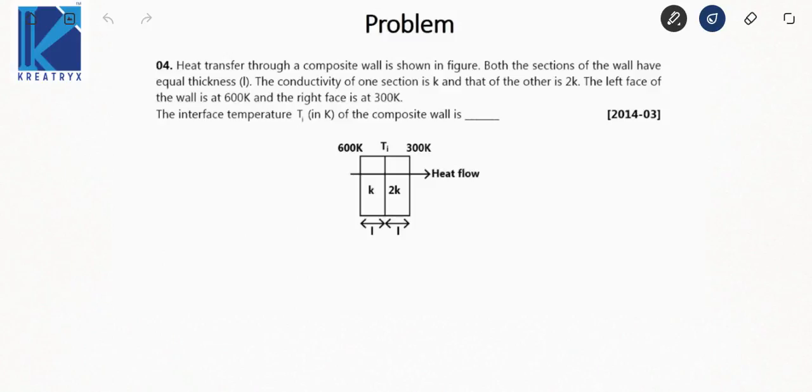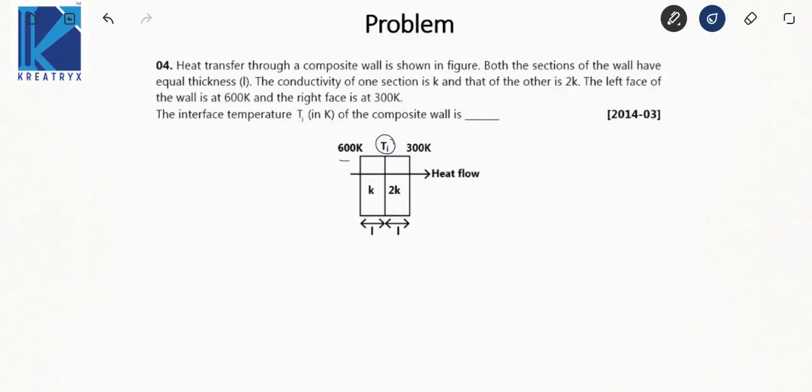Next question is, heat transfer through a composite wall is shown in figure. Both the sections of the wall have equal thickness L. The conductivity of one section is K and that of the other is 2K. The left face of the wall is at 600 Kelvin and the right face is at 300 Kelvin. The interface temperature we have to find of the composite wall. Again a pretty simple question.